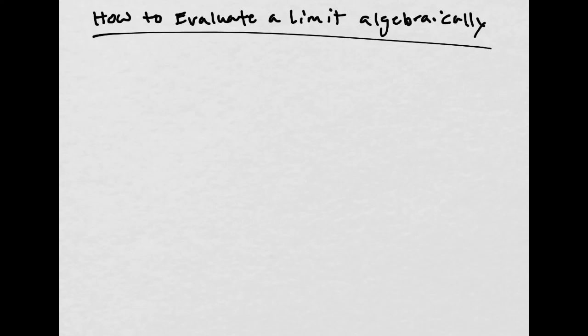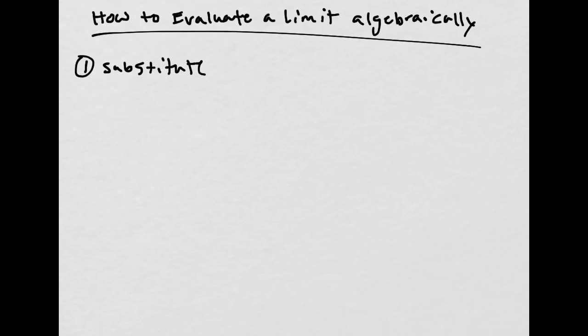So what are we doing? How to evaluate a limit algebraically? First, I'm just going to write down steps. First step is to substitute. Use direct substitution. But sometimes that doesn't work. You get something that's called an indeterminate form. So let's pause this. I'm going to scroll down here and talk about indeterminate forms.